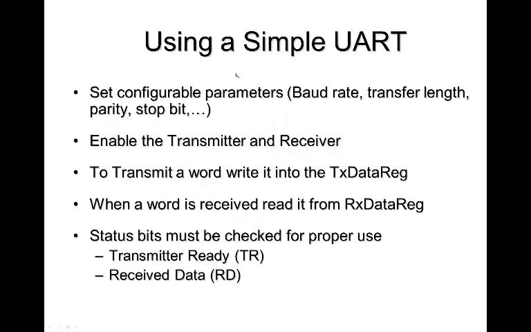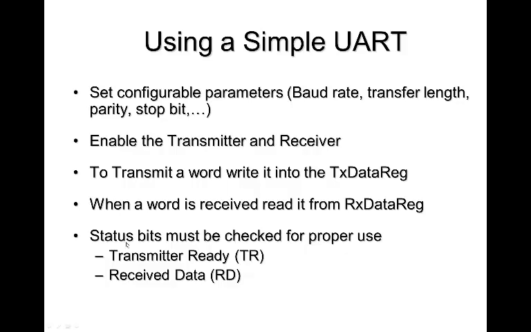So if we're going to use a UART, we just set the configuration parameters. We enable a transmitter and receiver. And to transmit a byte, we would put it into a transmit data register, or if we're going to receive something, we're going to read it from the receive data register.